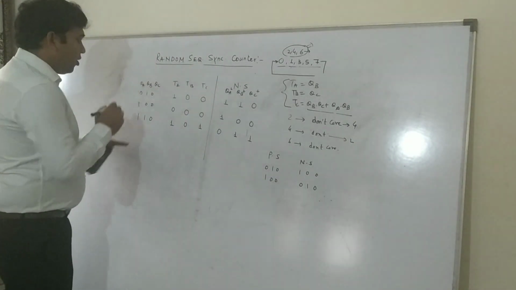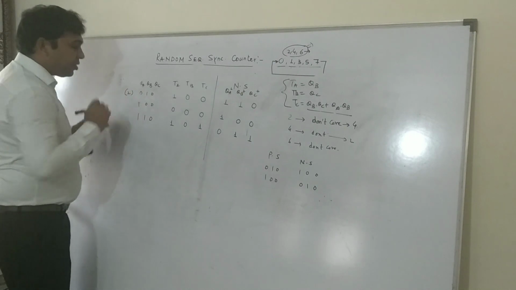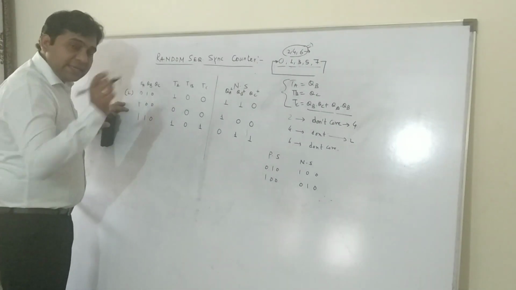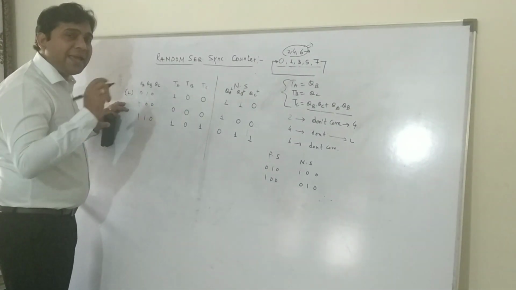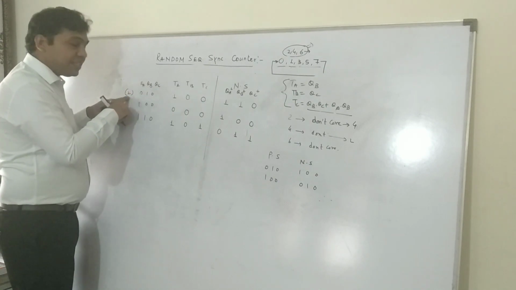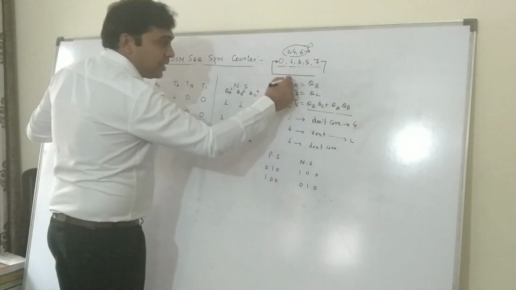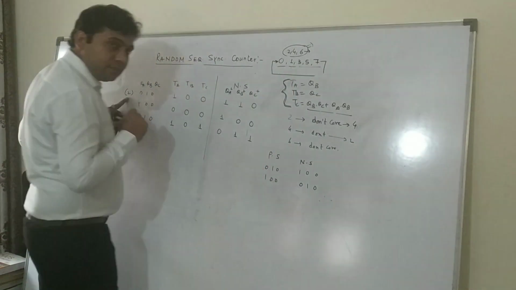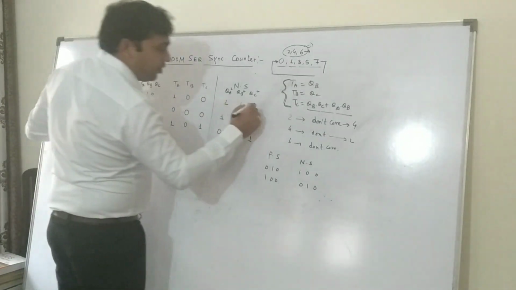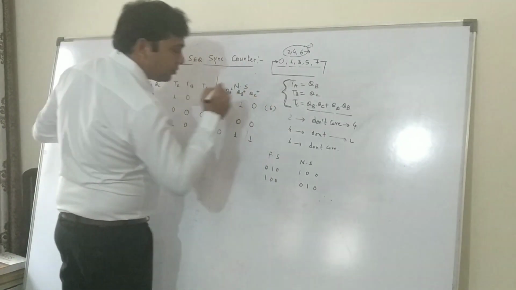What does it mean? For the state 2, if the counter accidentally, unintentionally, by an error, if the counter has the state 2, according to this TA, TB, TC, the next state will be 6.